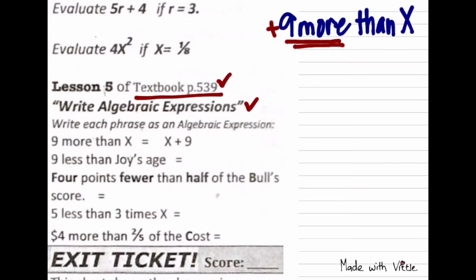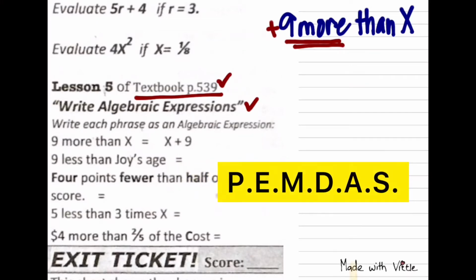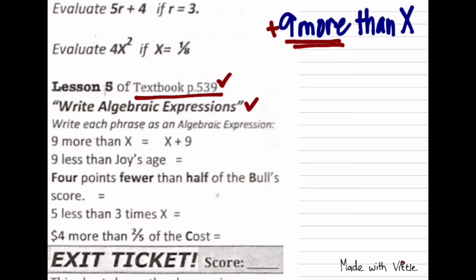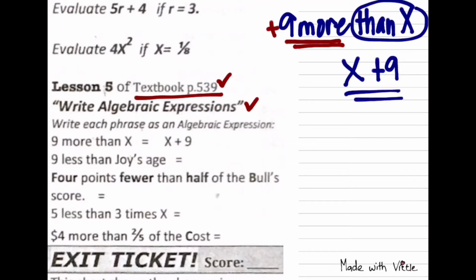Now think of the order of operations. Isn't it we add at the end? The last steps are adding and subtraction. So when we write this down as an algebraic expression, you have to write the addition at the end. So at the beginning of the expression should be this part that says x. So you're adding 9 to the x. So x plus 9 is the correct way of writing 9 more than x.